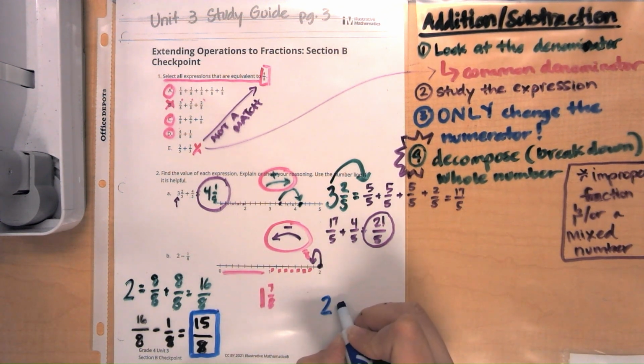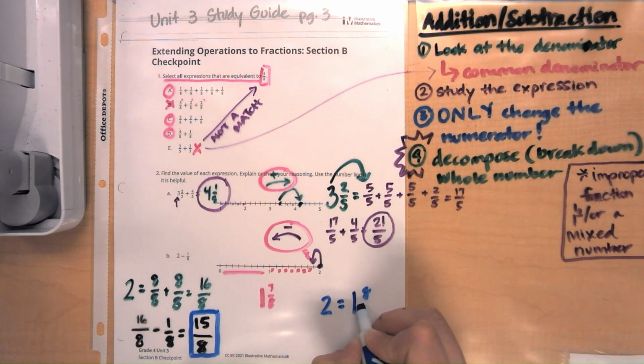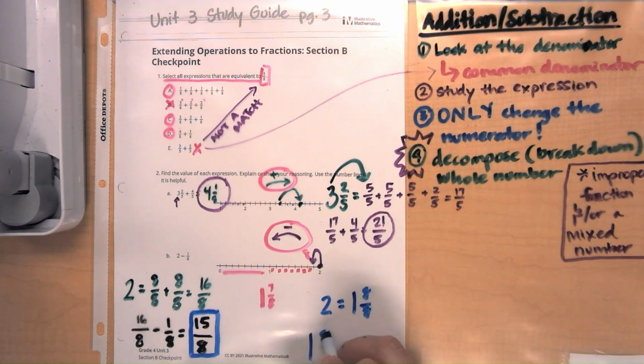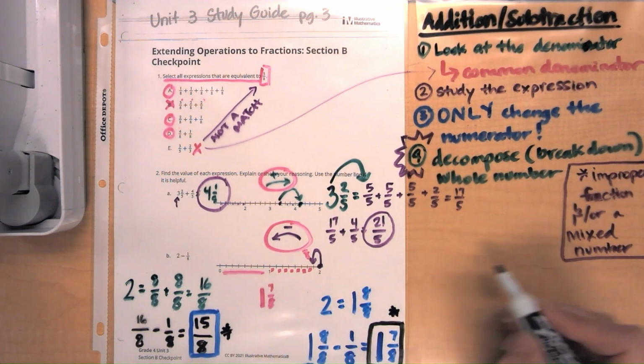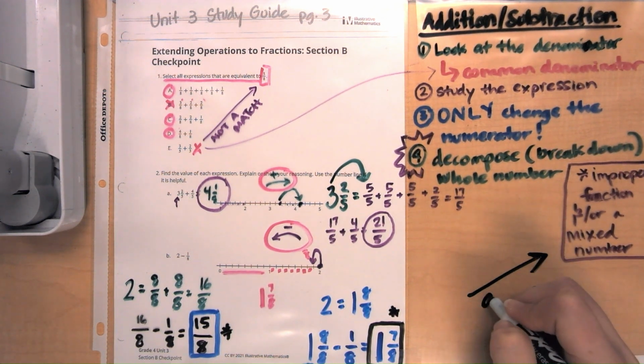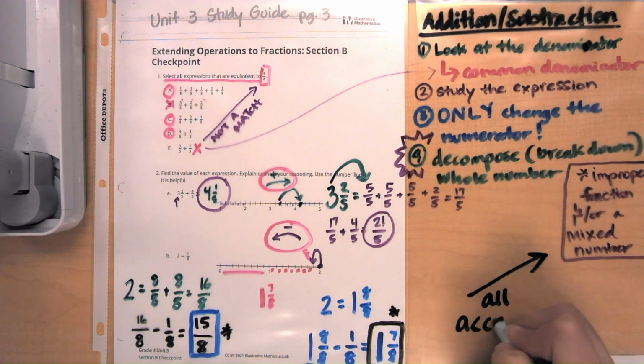You could also do 2 equals 1 8/8, and then you could do 1 8/8 minus 1/8. One whole number minus nothing from a whole is 1, and then 8/8 minus 1/8 equals 7/8. This would also be an acceptable strategy to use. You have to decide, does your brain like an improper fraction, or does your brain like a mixed number? Improper fraction and or a mixed number are all acceptable.